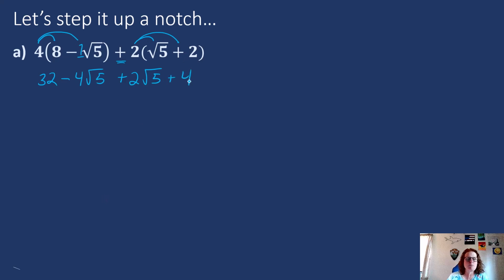Now, I need to combine only like terms. Okay? So, when I look at this, 32, the like term that matches it is 4. So I have 32 plus 4, I'm going to get 36. Okay? Now, I look at my radicals. I have the square root of 5 and the square root of 5, so I can combine them. Negative 4 plus 2 gives me a negative 2 square root of 5. Final answer.